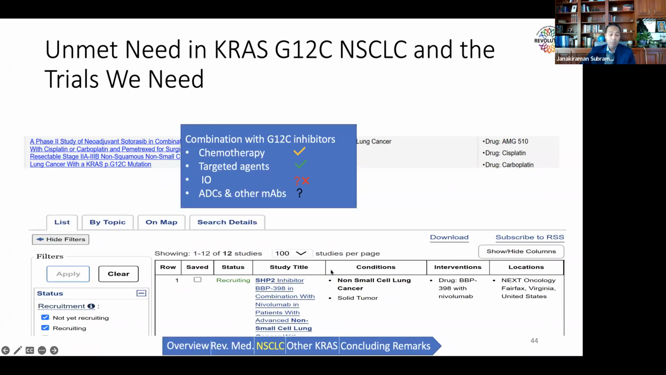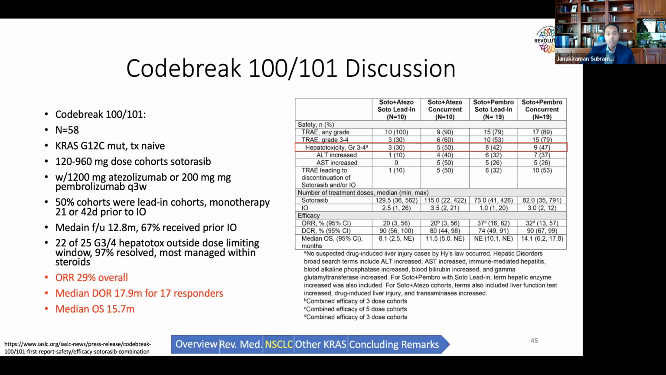So chemotherapy, targeted agents, I think in combination with G12C inhibitors, for sure. What about IO? I think I'll talk about that in the next slide. But what I really want to see is some of the ADCs and other MABs coming up. We'll see if that combo is not yet explored, but remains to be seen, particularly with antibody-drug conjugates and other monoclonal antibodies. So Codebreak 101, this is hot off the press.